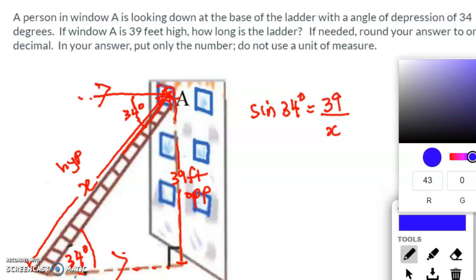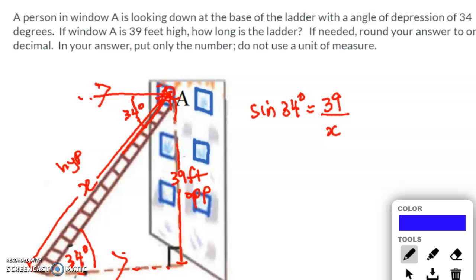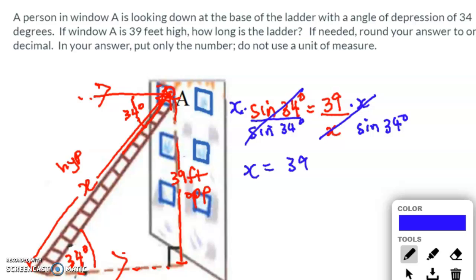Okay, so then from here I am going to multiply both sides by x, and that cancels out. And I know that x is being multiplied by sine of 34, so I don't want that. So I am going to divide both sides by sine of 34 degrees. So this cancels out and you are left with x is equal to 39 divided by sine of 34 degrees. And if I use the calculator, I get 69.743 dot dot dot.